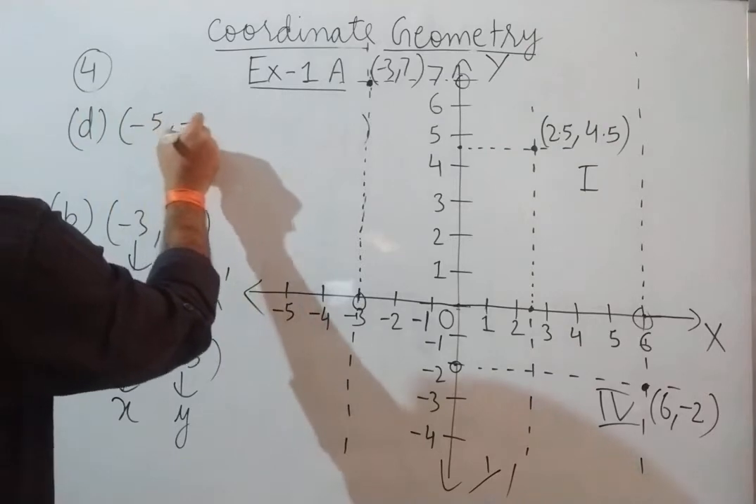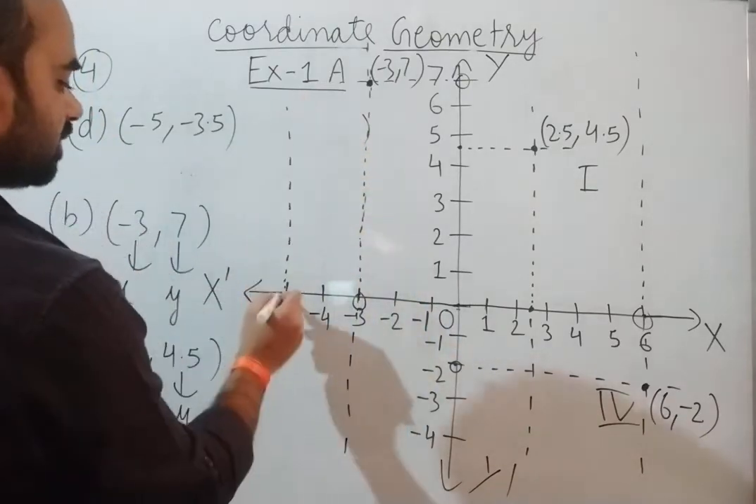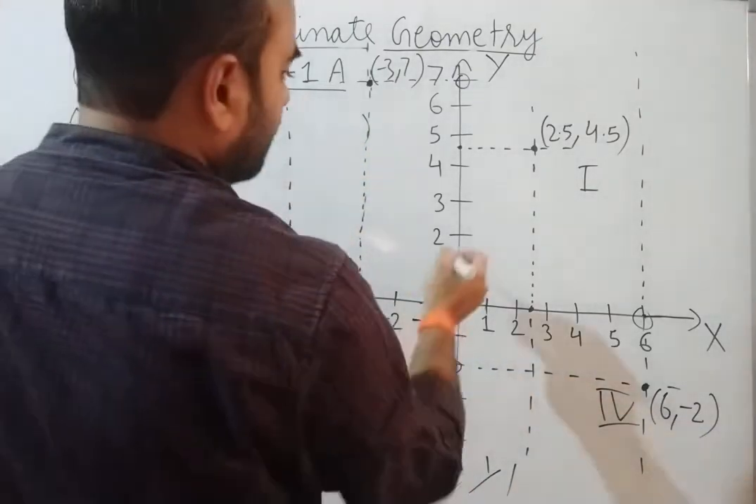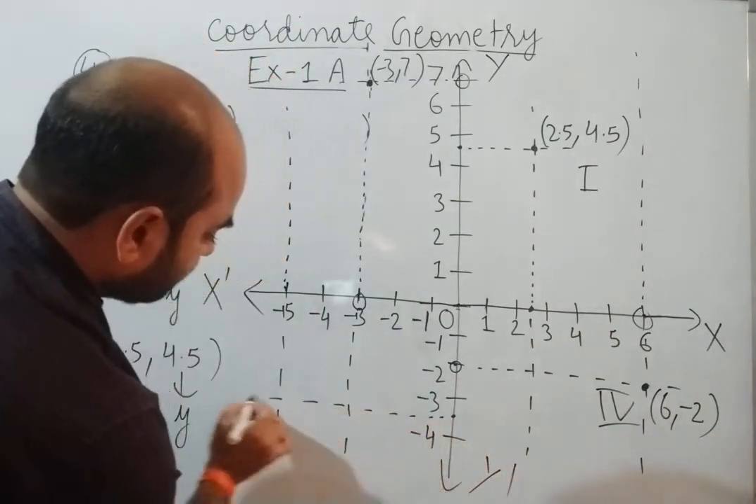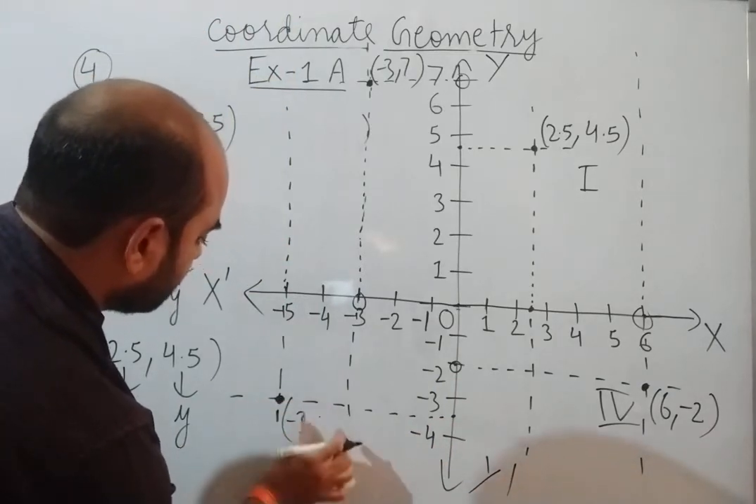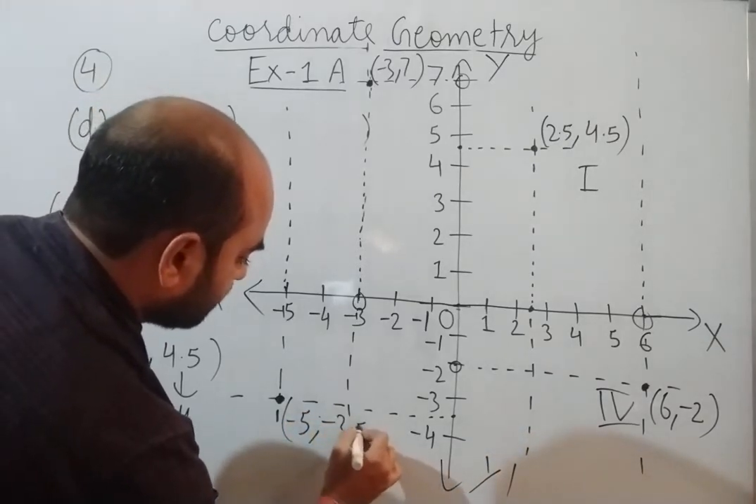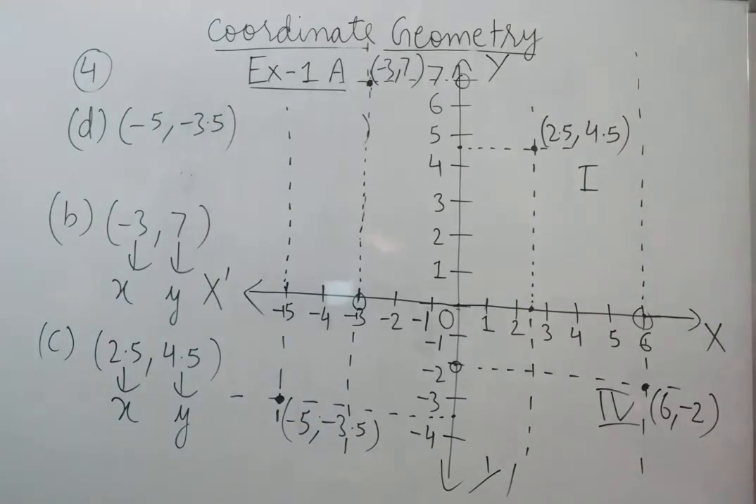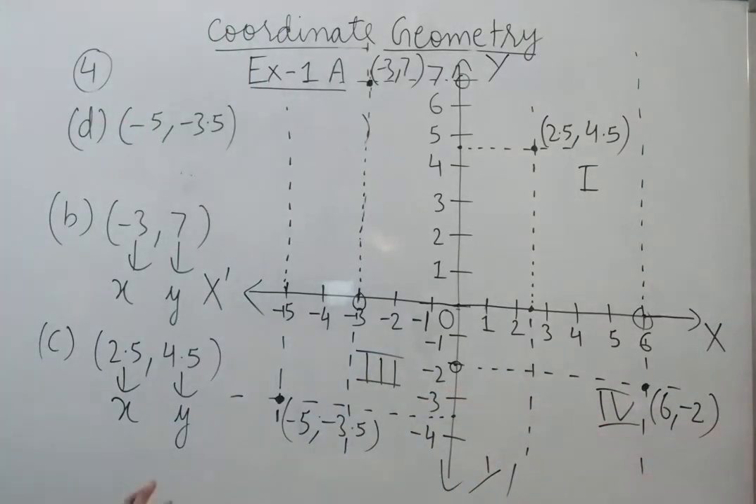D part, minus 5, minus 3.5. Okay, x is minus 5, it means this. X is minus 5, y is minus 3.5. Minus 3.5 means the mid value between minus 3 and minus 4. Correct? So this point is minus 5, minus 3.5. Clear? So this is the plotting. Which quadrant is this? Third quadrant. Clear? This was question number 4.